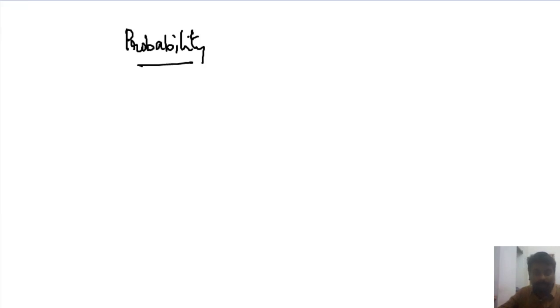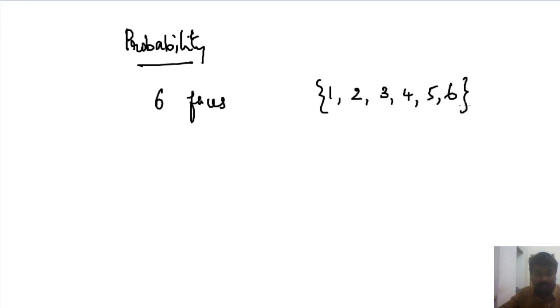Now consider the case of a die. You know, a die has six faces. So if you roll a die, there is a chance of getting either 1, 2, 3, 4, 5, or 6. These six outcomes are called the sample space of that experiment. The sample space is written with curly brackets. So this is the sample space. Now, every element of this sample space is called a sample point.